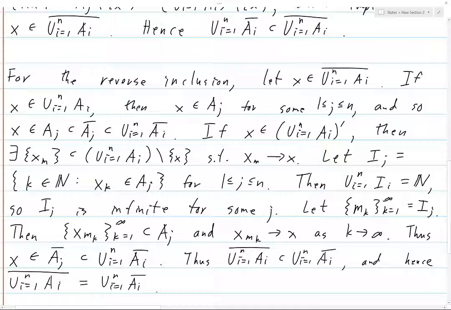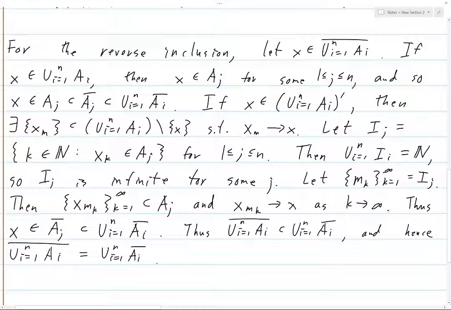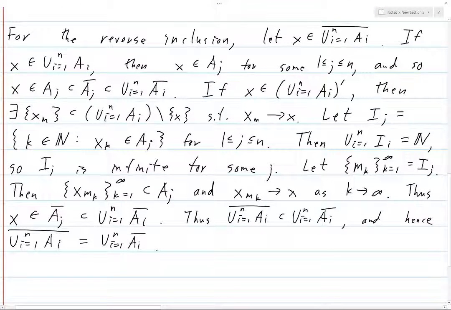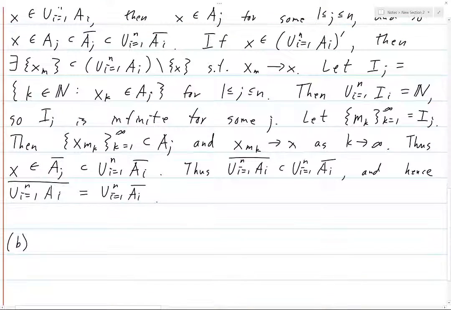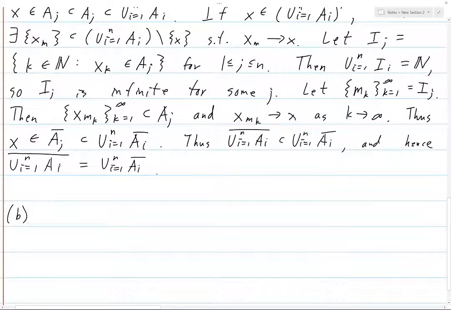Alright. So that finishes part A. Now we move on to part B. For part B, we want to prove inclusion in one direction for infinite unions. And in the proof above, I started with the easy direction. The first direction was the easy direction, and the second direction was the harder direction.